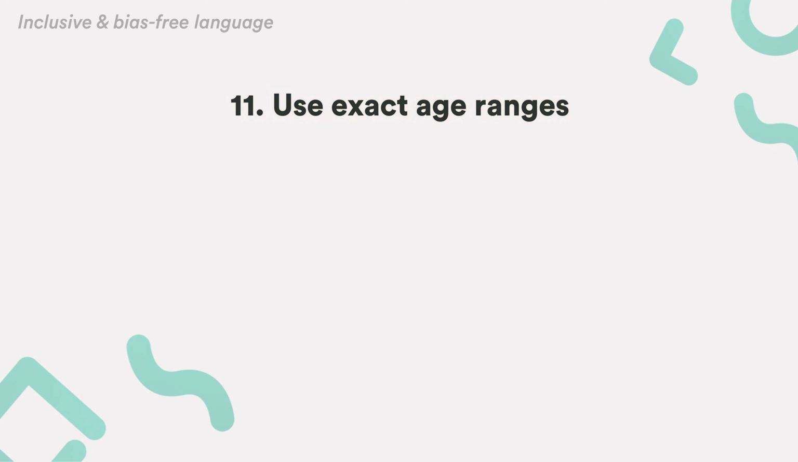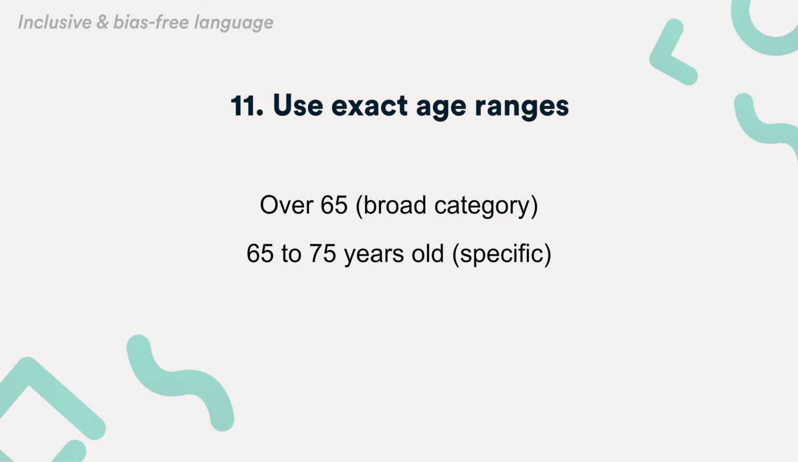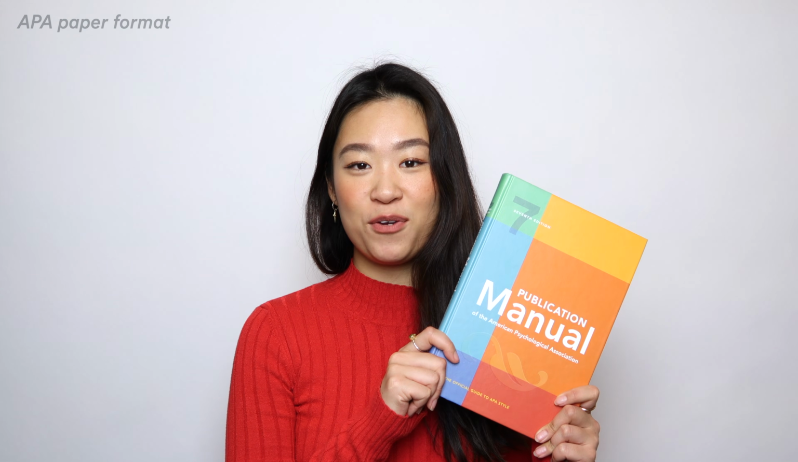Number 11. Instead of broad categories, you should use exact age ranges that are more relevant and specific. So use people in the age range of 65 to 75 years old instead of over 65. The APA also provided different paper format guidelines for professional and student papers. You can find a sample paper for both types in the manual.